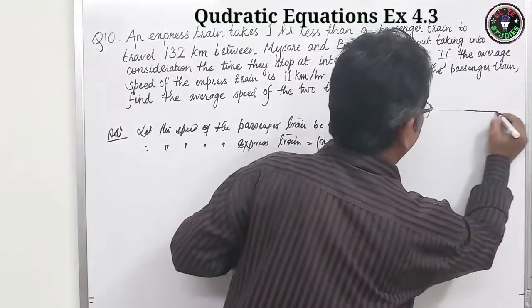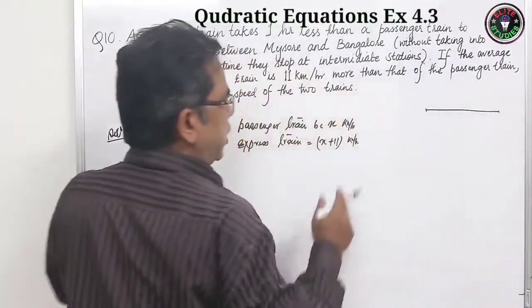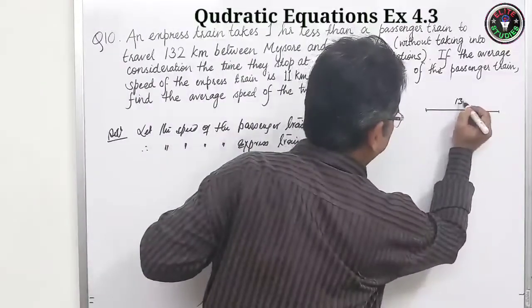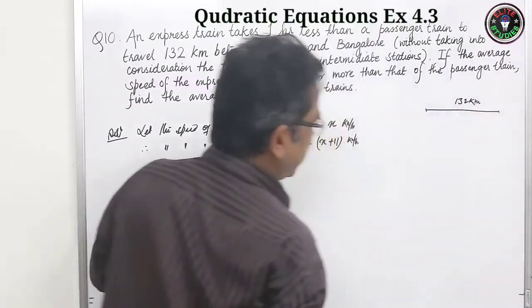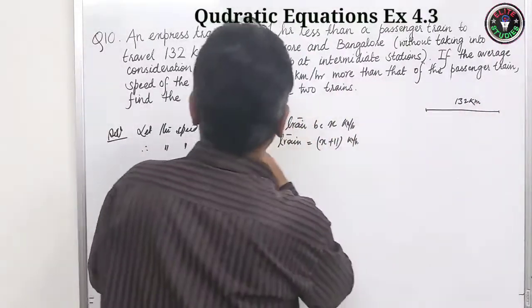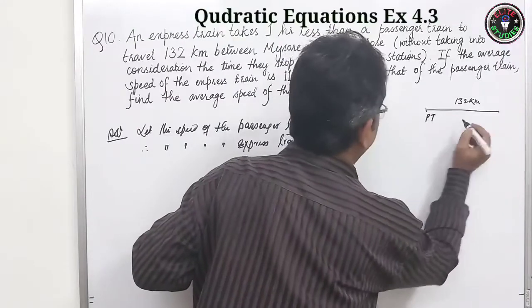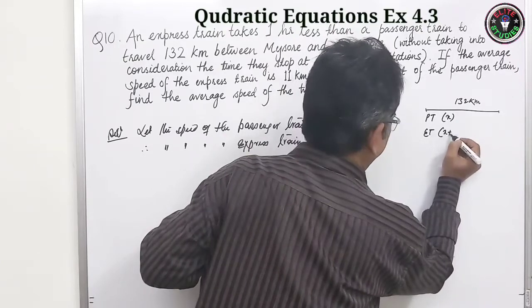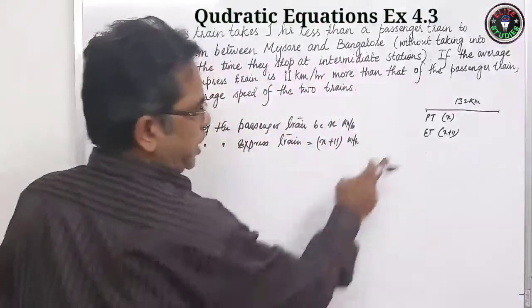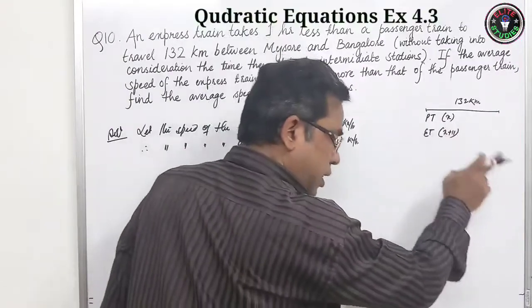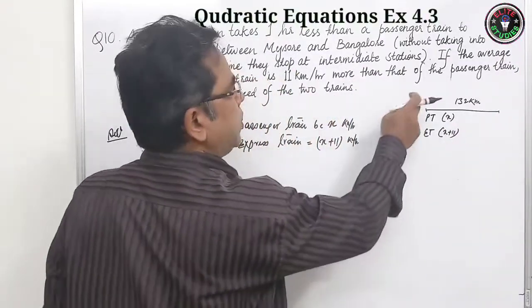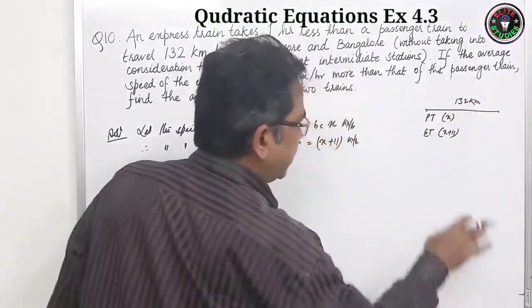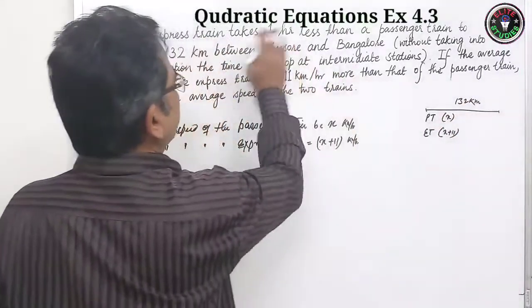In such type of time and distance problems, you try to make a figure to build the concept. Now the distance is 132 km. Here the passenger train speed is x km per hour and the express train speed is x plus 11 km per hour. Since the speed of the express train is more than that of the passenger train, definitely the time taken to cover 132 km by the express train will be lesser. Now, how much less? According to the question, it is 1 hour less.